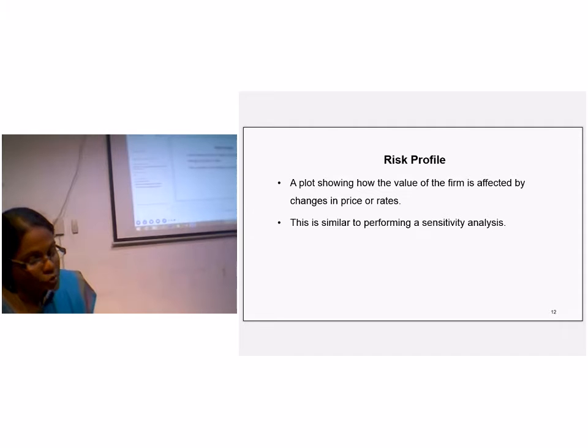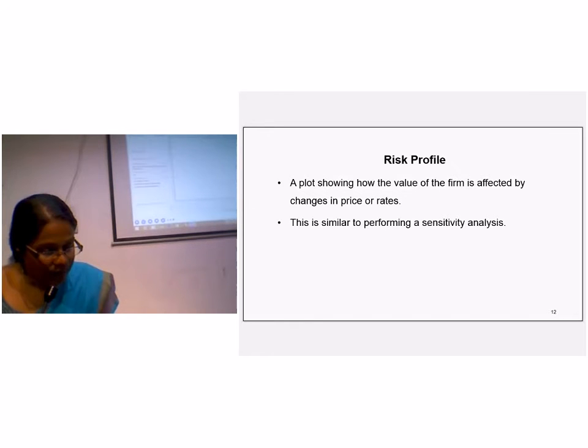Likewise, you can draw risk profiles for your organization and identify the most sensitive variable. For one organization it may be the price, for another the interest rate, for another the exchange rate, right? So you need to identify which variable has a greater impact on the value of your firm. If you have identified that one, then you need to focus on that particular variable and reduce that risk. You need to use some techniques. You can use derivatives to minimize that risk.